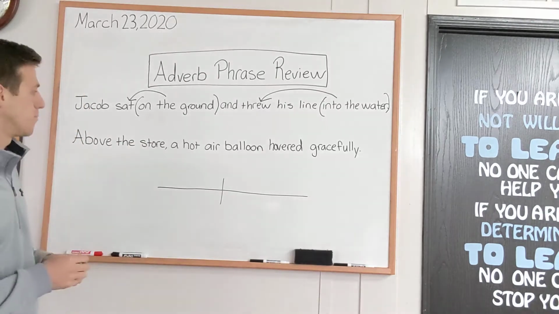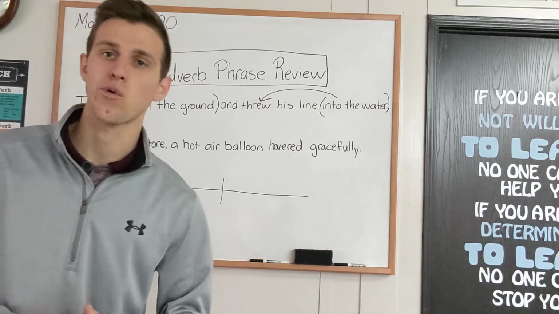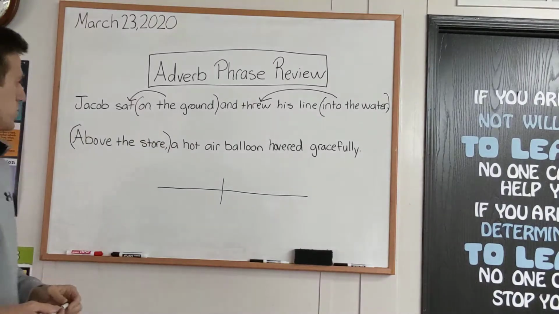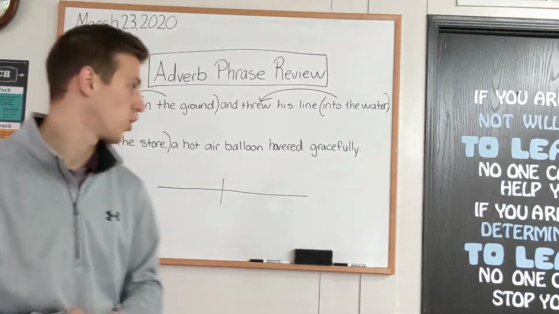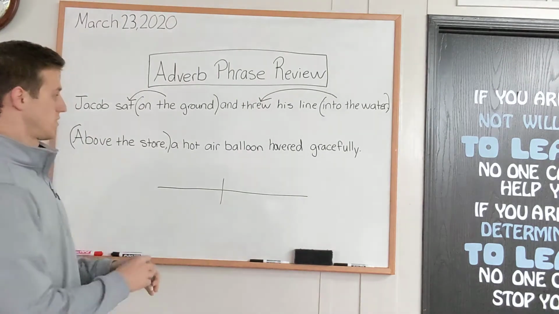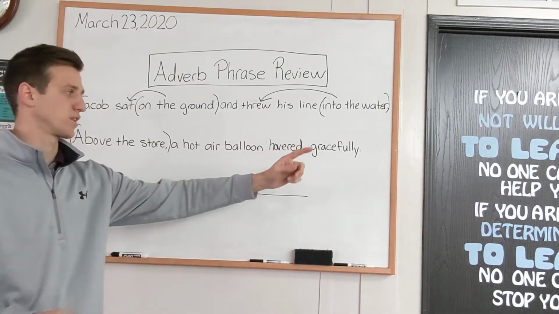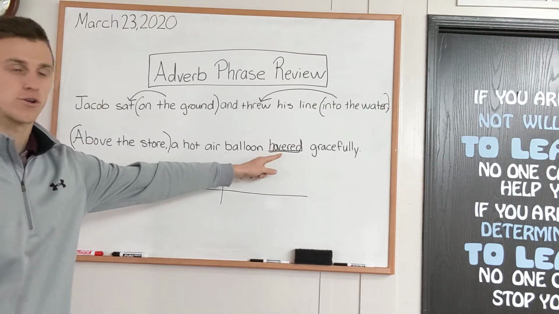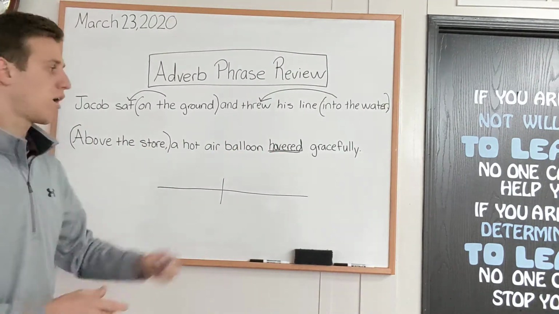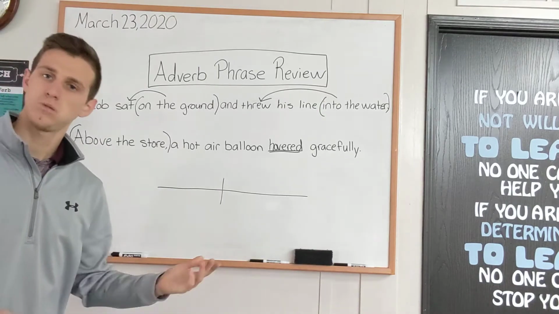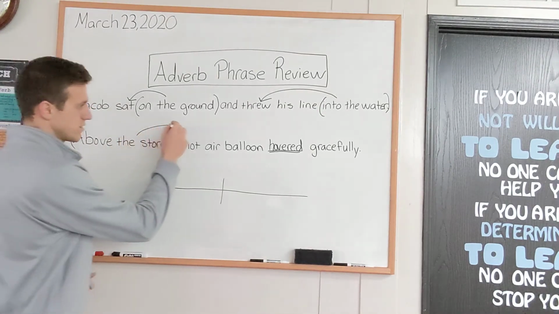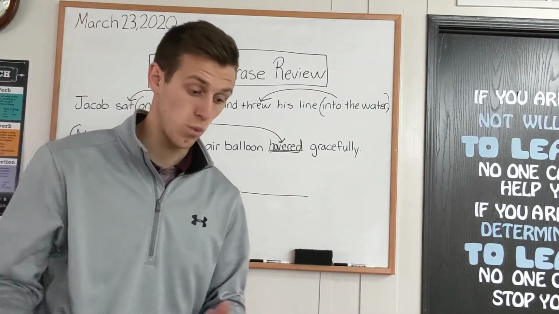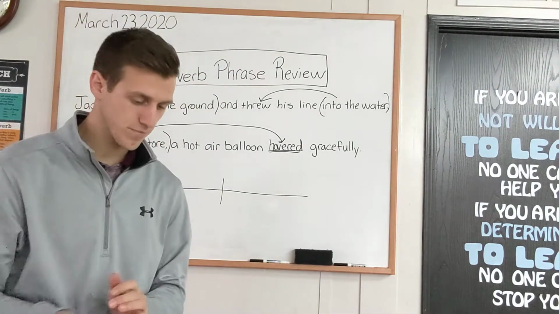The last sentence says, above the store, a hot air balloon hovered gracefully. All right, so we could put parentheses around our prepositional phrase. Above the store, a hot air balloon hovered gracefully. So what would be our verb in our sentence here? A hot air balloon hovered gracefully, right? It'd be hovered. Here's our verb. So what if we say hovered above the store? It hovered above the store. Does that make sense? Yeah, it makes sense, right? So we know that this prepositional phrase is our adverb phrase. It also answers the question where. It hovered above the store, all right?